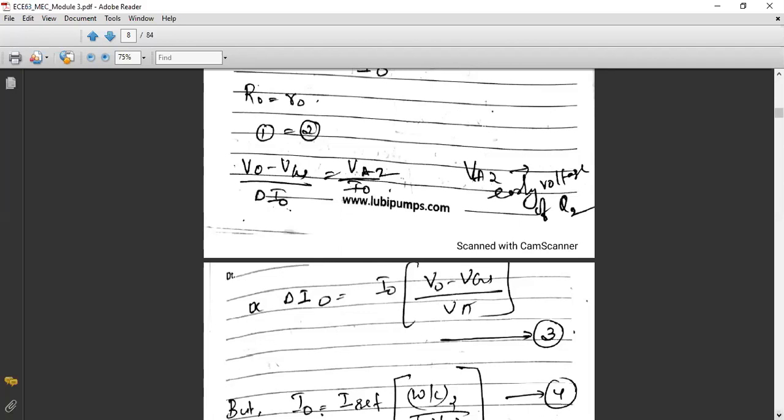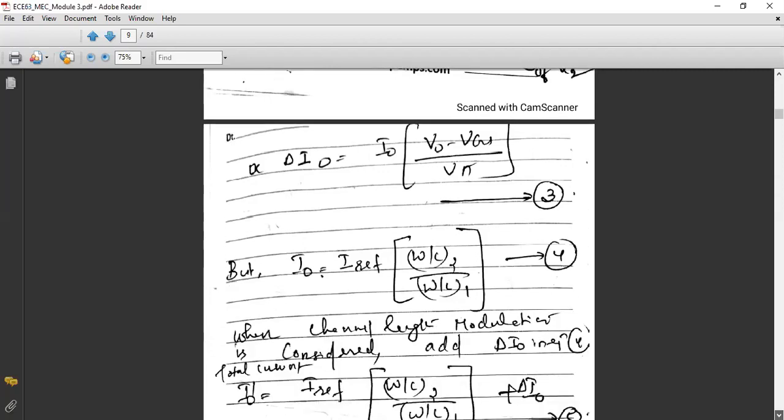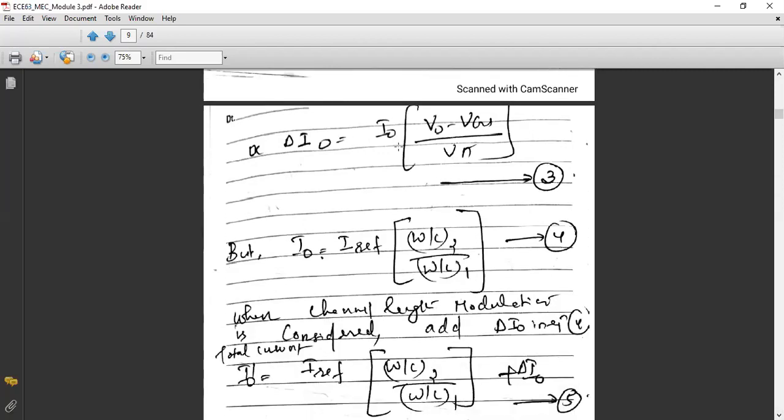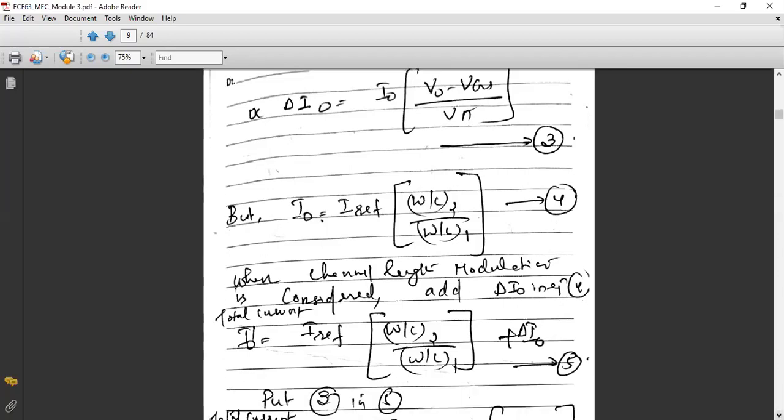Because of that, there is a corresponding change in output voltage, and that leads to a corresponding change in output current. Now we have already derived this equation of I0. Now I will substitute this in here. This is the equation connecting I0 and I reference. I'll substitute equation number 4 in equation number 3, so that when you observe equation number 3, you can write the output current equation as I0 dash. Instead of putting delta I0, I will be putting I0 dash, that is the new current.